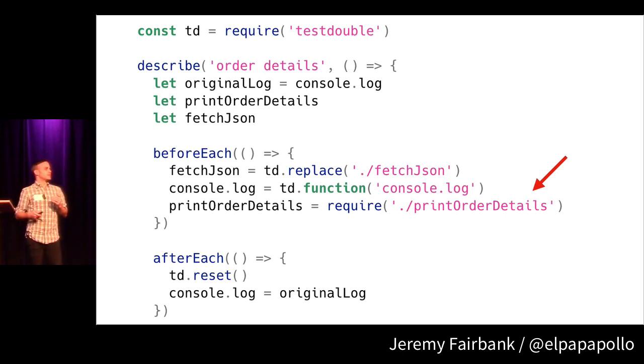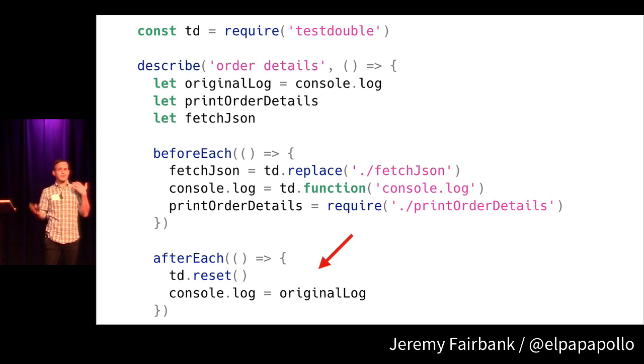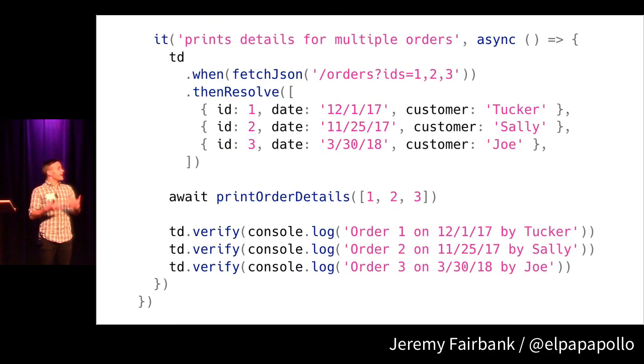So you're already seeing the problems that are manifesting here. And then afterward, I have to make sure I clean up after myself, resetting my dependency mock as well as restoring the console.log. Now when I go down to my actual test, I have to take my mock and make sure that when I call fetch JSON with a certain URL, it resolves with fake data that I'm going to use for my assertion. And then I have to make sure that I await preorderDetails when I call it. Unfortunately, it's an async function and it returns a promise, so I have to deal with this asynchronicity within my test as well.